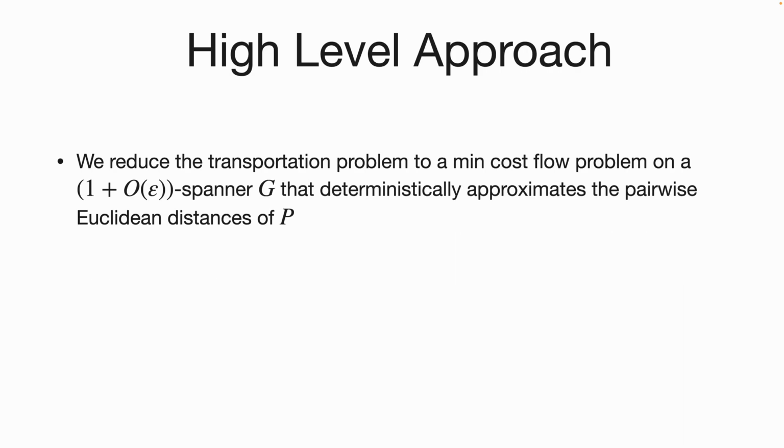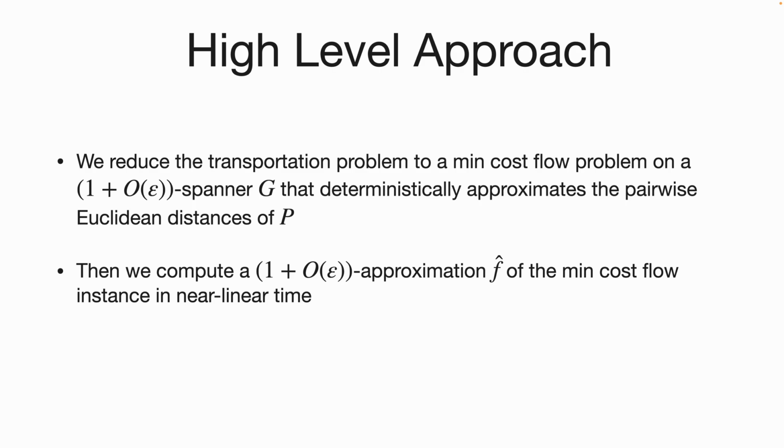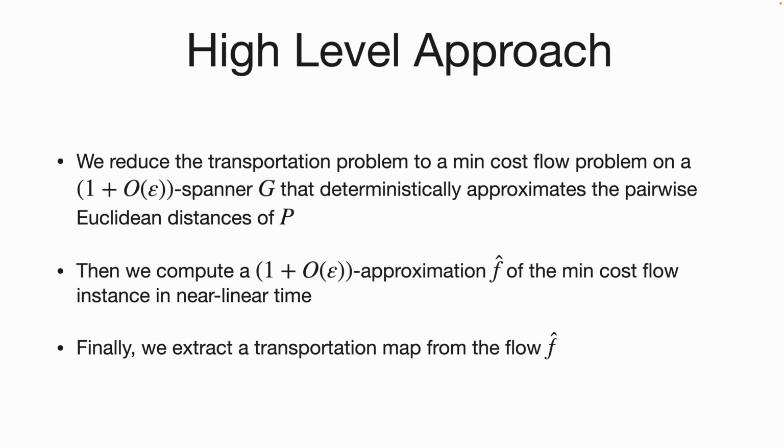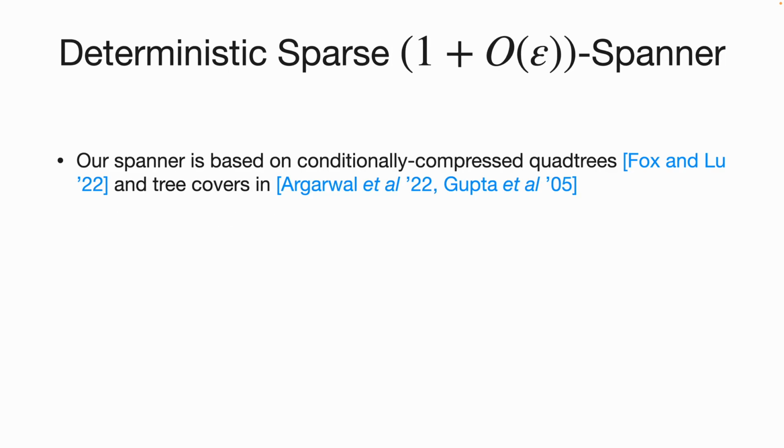At a high level, we first build a spanner which can approximate the pairwise Euclidean distance of P deterministically, and reduce the transportation map problem to a min cost flow instance in this spanner. Then, we compute an approximation for this min cost flow in near linear time. Finally, we recover a transportation map from this approximate flow on the spanner.